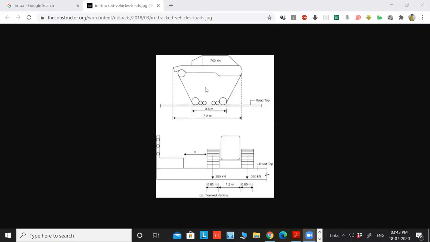Have you seen it? Are you able to see it? So this IRC load is actually a load of a tank.